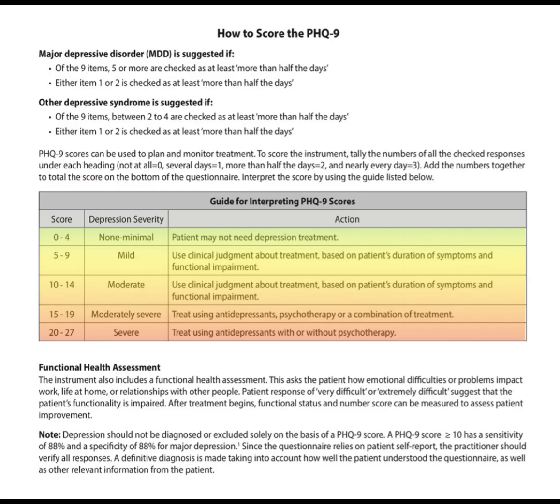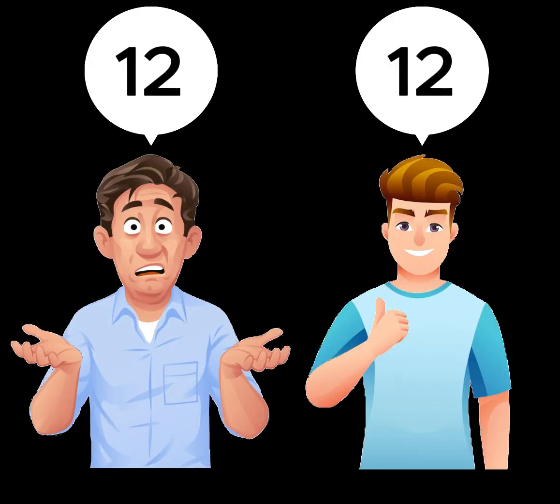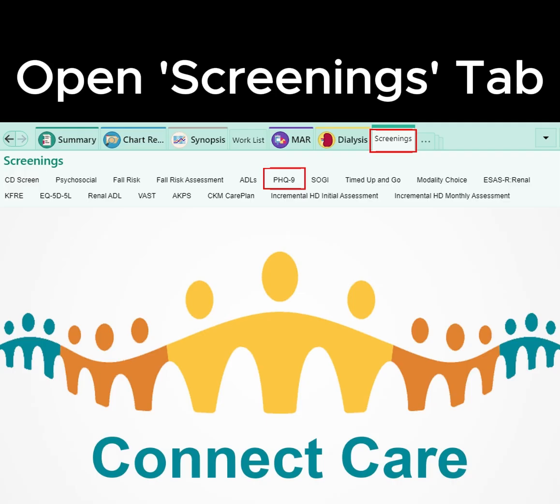However, what's most important is to learn from the person receiving dialysis what the score means to them. We know from decades of research that a score of 0 does not mean that the person has no depressive symptoms. Once again, different scores mean different things to different people. Therefore, a clinician needs to invite the person to interpret their PHQ-9 score. You can find the PHQ-9 in Connect Care.